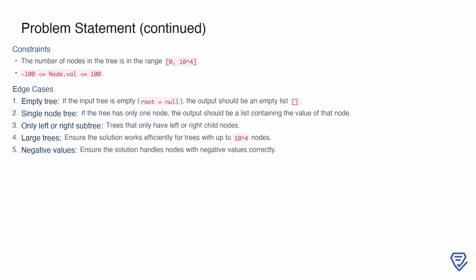The problem comes with a few constraints and edge cases to keep in mind. First, the number of nodes in the tree can range from 0 to 10^4, so the solution must handle large trees efficiently. The value of each node lies between -100 and 100, meaning the solution must correctly process negative values. Edge cases to consider include an empty tree, where the output should be an empty list, and a single node tree, where the output is a list containing just the root's value. Additionally, you should handle trees that only have left or right subtrees, as well as very large trees with up to 10^4 nodes. Ensuring your solution is robust enough to handle these scenarios is key to solving the problem successfully.